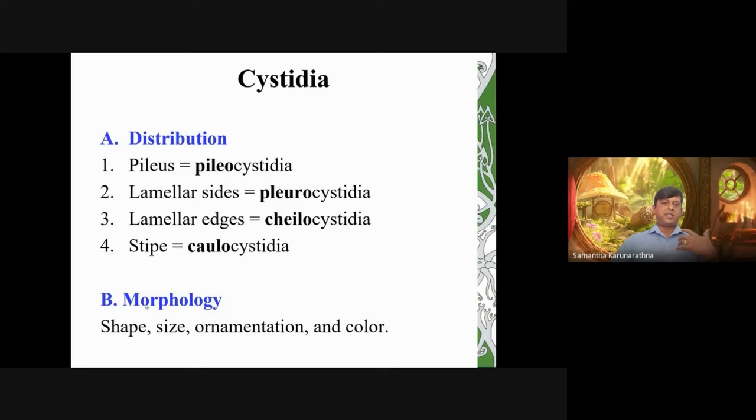Cystidia are also one of the important micro characteristics. Depending on the place that you find the cystidia, we have different names. If you find cystidia on the pileus or the cap, we call them pileocystidia. If you find them on the lamella sides or the gill sides, we call them pleurocystidia. If you find them on the lamella edges, we call them cheilocystidia. Or if you find them on the stipe, we call them caulocystidia. So depending on the place, there are different names. And we have to consider the shape, size, ornamentation, and color as well. Next one, please.